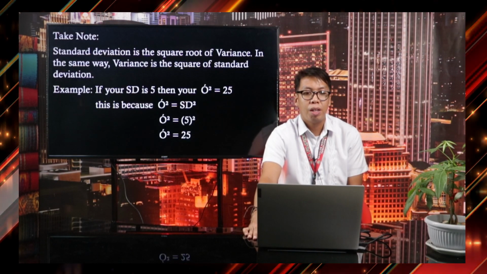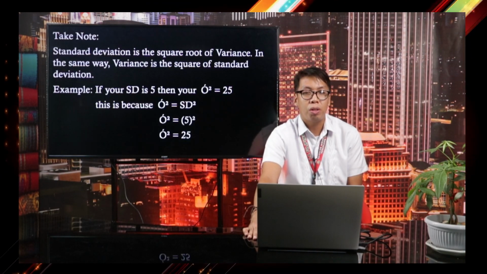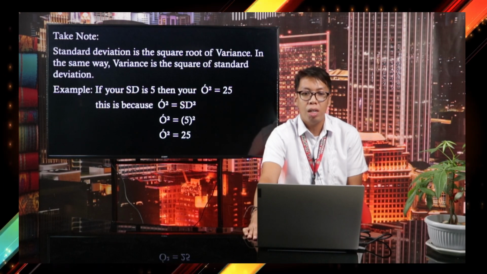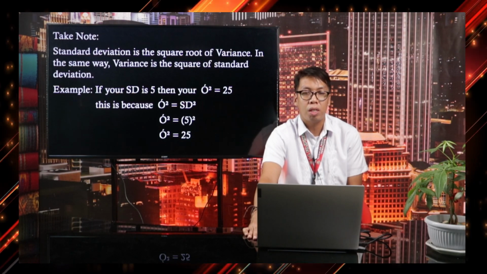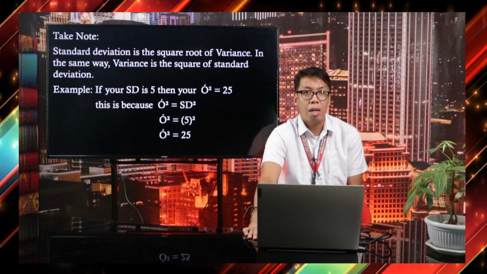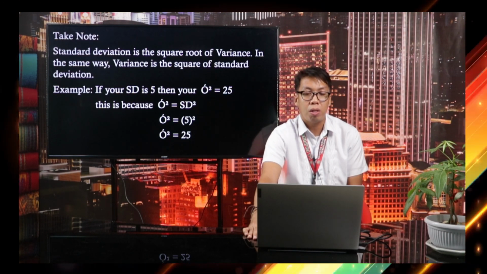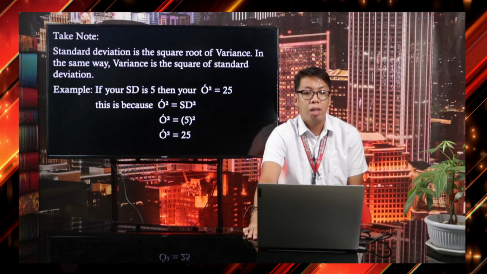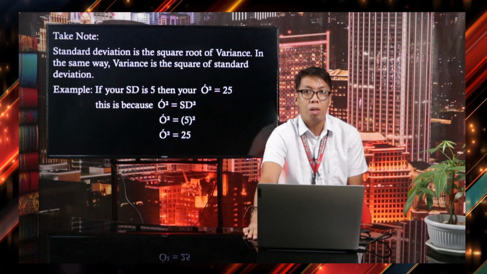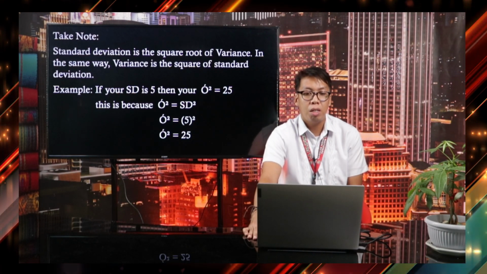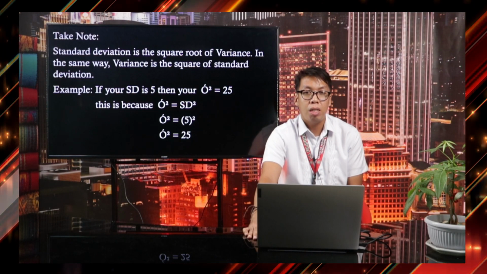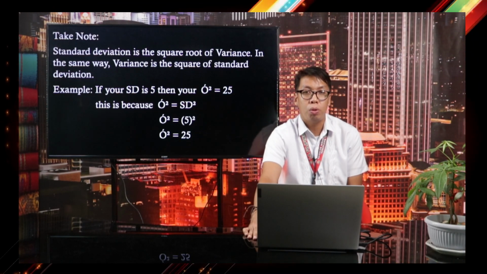Take note, standard deviation is the square root of variance. In the same way, variance is the square of standard deviation. Example, if your standard deviation is 5, then your standard deviation squared is equal to 25. This is because SD squared is equal to 5 squared, which is equal to 25.